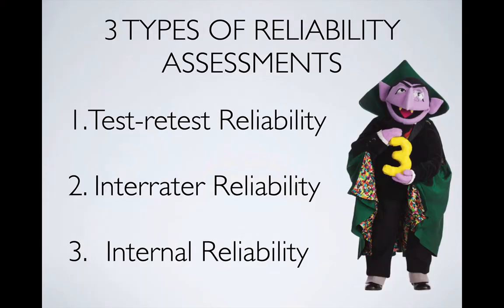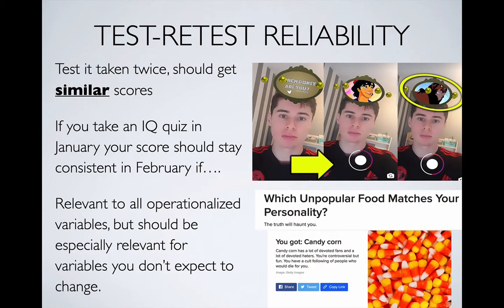So we have 3 types of reliability we're going to be focusing on. We have test-retest, interrater, and internal reliability. And remember, reliability, think consistency, right? We're consistently getting the same measurement over and over again. So let me go ahead and move around a little bit.